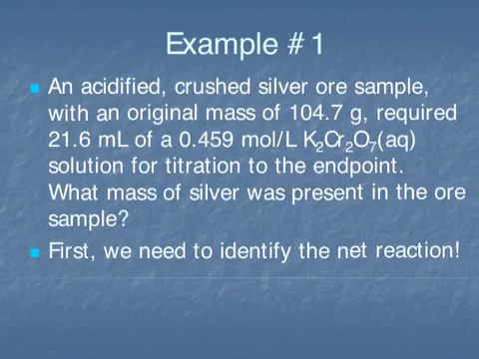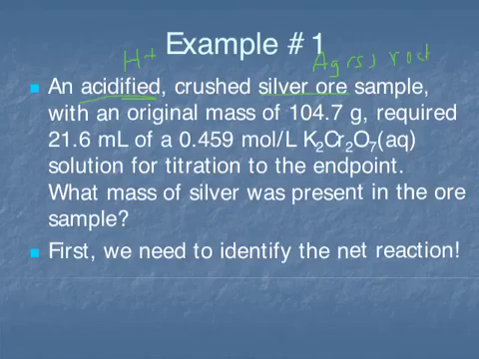So let's look at an example. We have an acidified, and again acidified means the presence of hydrogen ions, crushed silver ore. Silver ore is a solid, heterogeneous mixture of solid silver with rocks, with an original mass of 104.7 grams. It required 21.6 mL of a 0.459 mole per liter potassium dichromate solution to reach the endpoint. And we're asked to find what mass of silver was actually present in the ore.